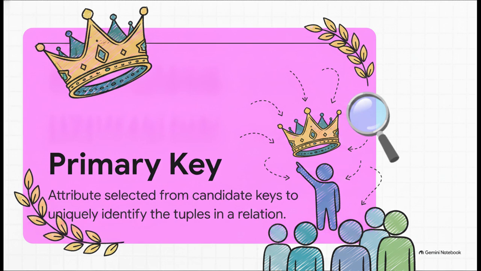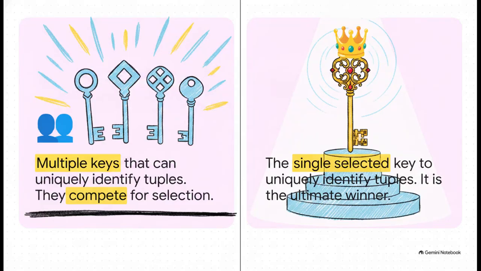But, every tournament needs a winner, right? A primary key is the specific attribute selected from your candidate keys to uniquely identify the tuples in a relation. The candidates compete, but ultimately only one takes the crown and runs the show. To lock in your answer for your exam, let's compare them side by side. Candidate keys? Well, you can have one or more of them. They each have the power to uniquely identify tuples, and they actively compete for selection. But the primary key? Only one candidate is selected per table. It is the designated, definitive identifier. The selected key becomes the ultimate winner.